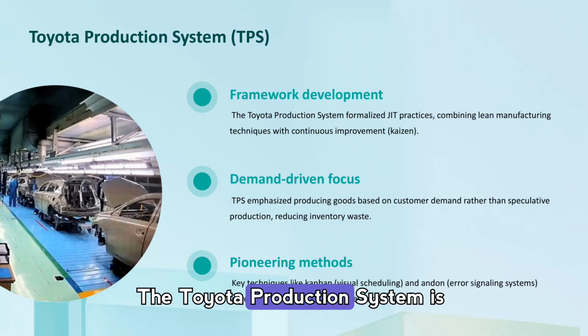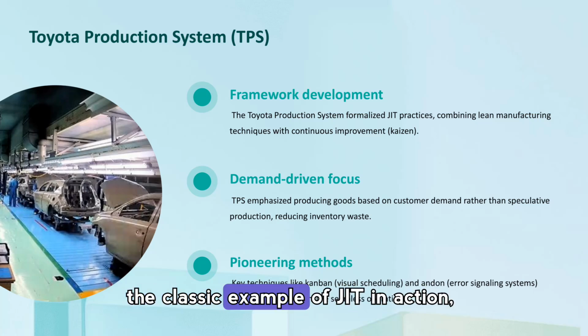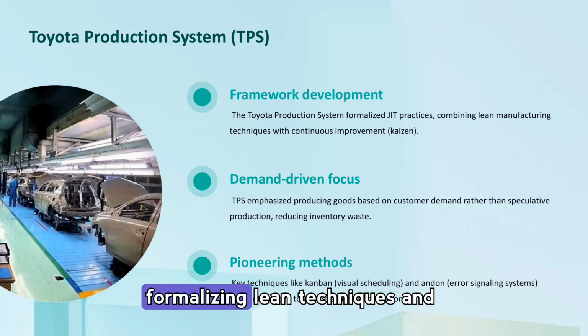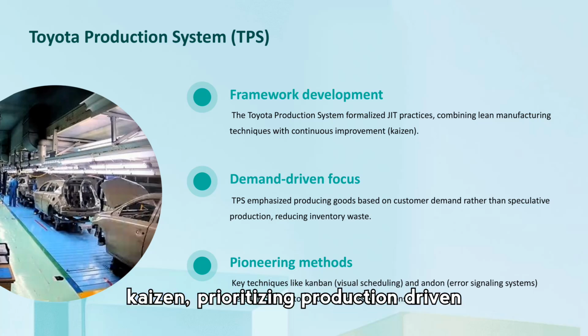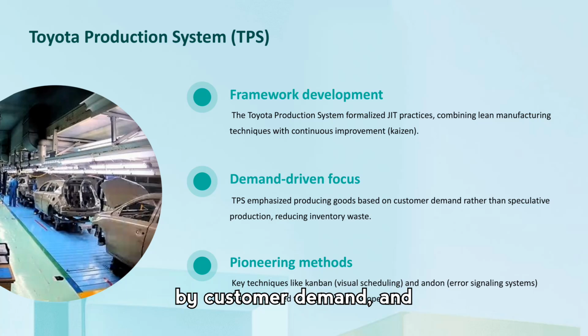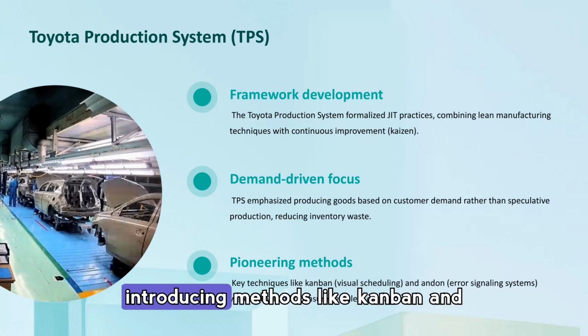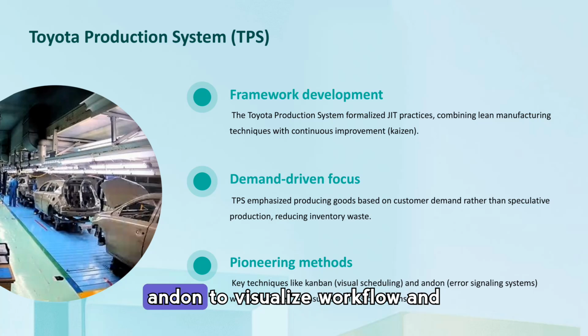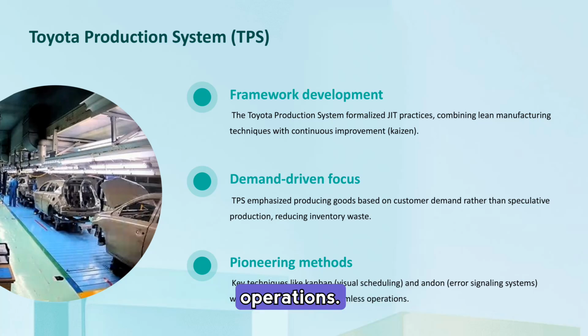The Toyota Production System is the classic example of JIT in action, formalizing lean techniques and Kaizen, prioritizing production driven by customer demand, and introducing methods like Kanban and Andon to visualize workflow and quickly address errors for smoother operations.